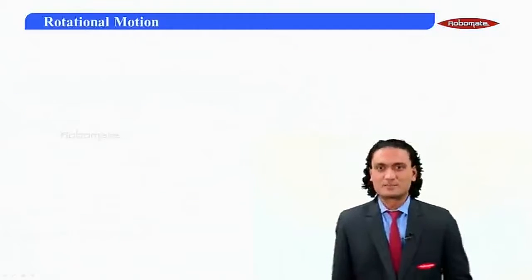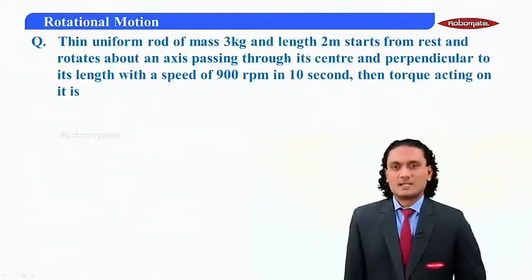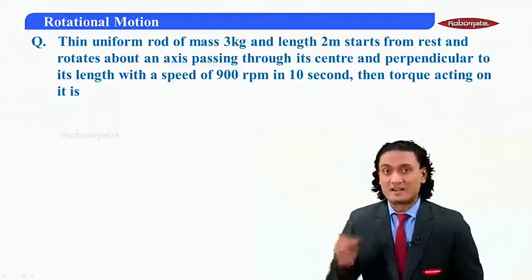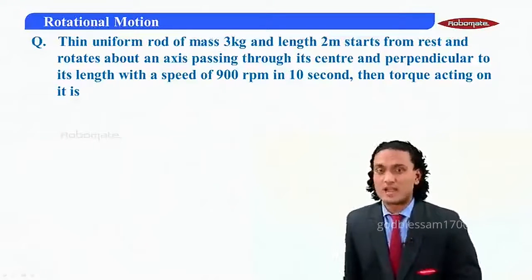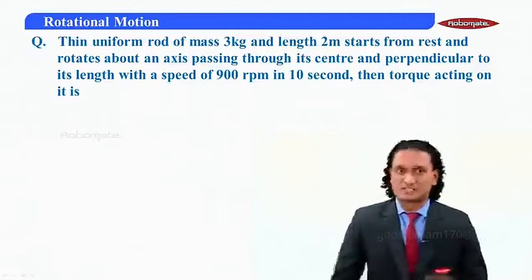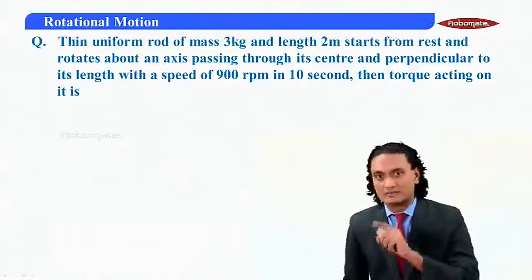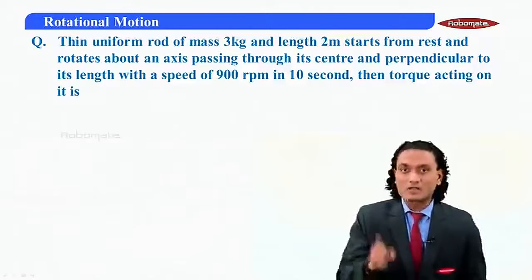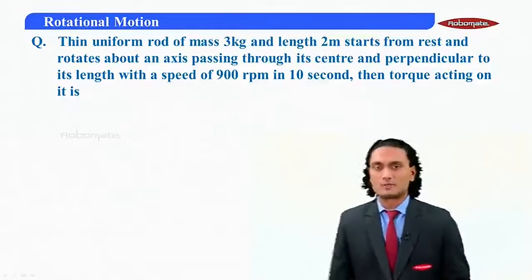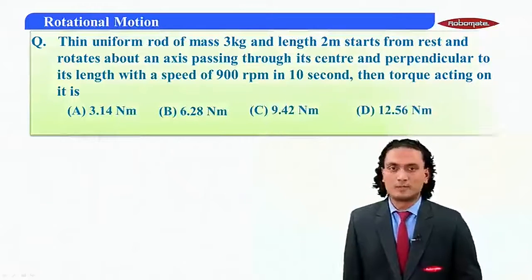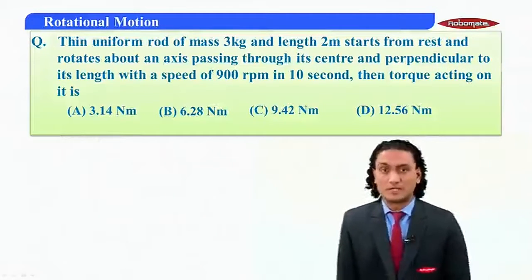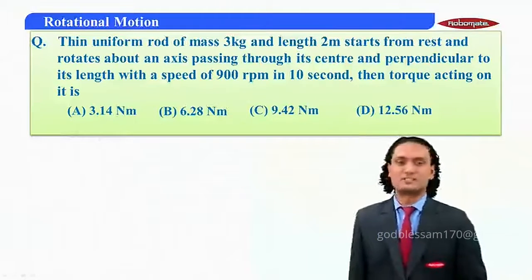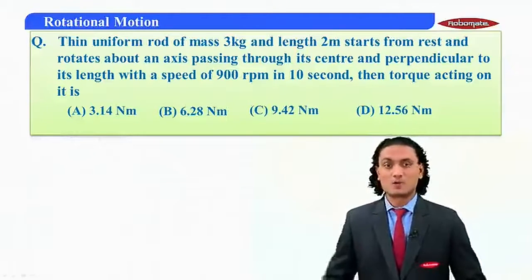Alright. First, let us take a look at the question. Okay, this is an interesting one. A thin uniform rod of mass 3 kg and length 2 meter starts from rest and rotates about an axis passing through its center and perpendicular to its length with a speed of 900 rpm in 10 seconds. Then the torque acting on it is? Okay, what are the options? Option A 3.14 Newton meter, option B 6.28 Newton meter, option C 9.42 Newton meter, and option D 12.56 Newton meter.